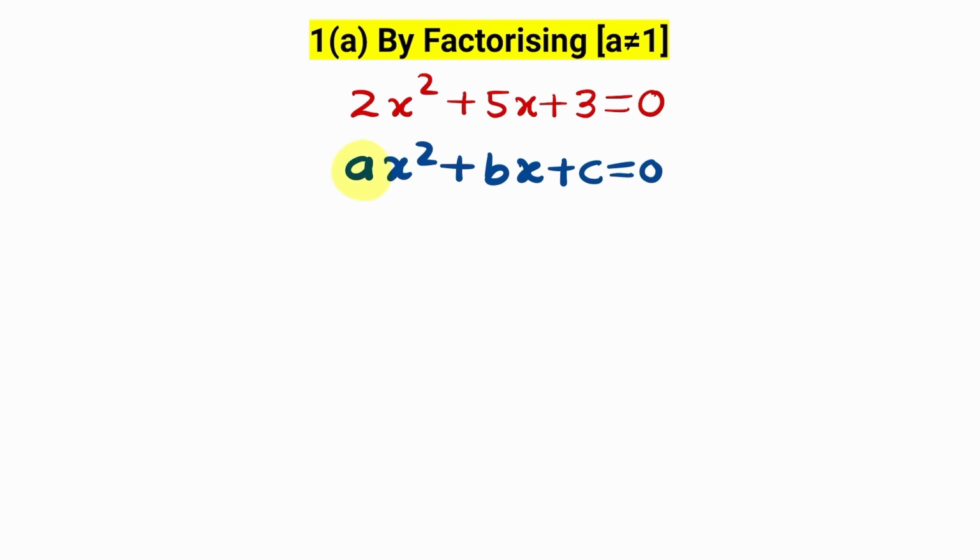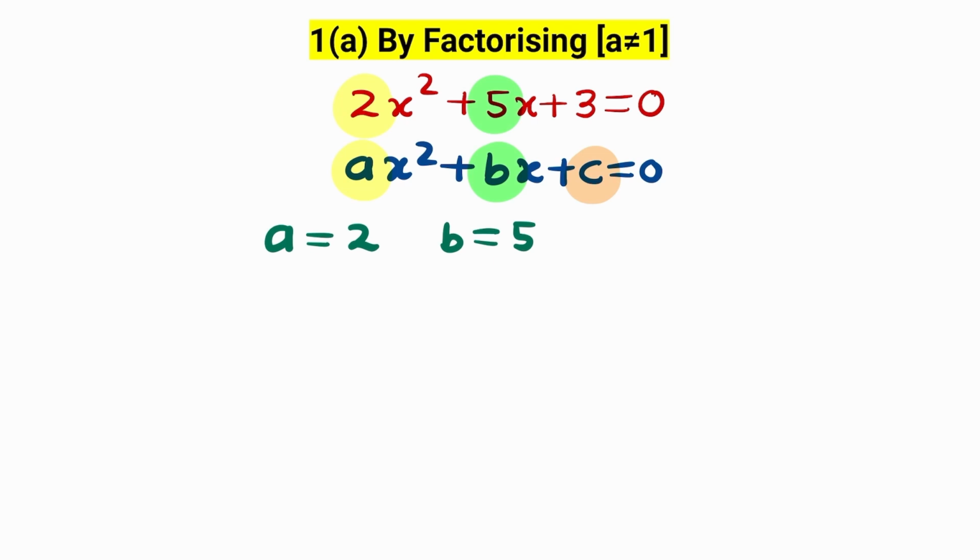In here, a is the coefficient of x squared, or we can easily identify it as the value in front of x squared. So if we look at the above quadratic equation, what is a? The coefficient of x squared, which is 2. So a is equal to 2. If we come to b, b is the coefficient of x, or the value in front of x. In our example quadratic equation, what is the value of b? The coefficient of x, which is 5. b equal to 5.